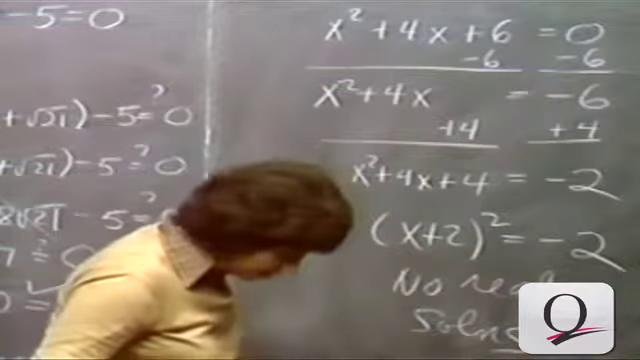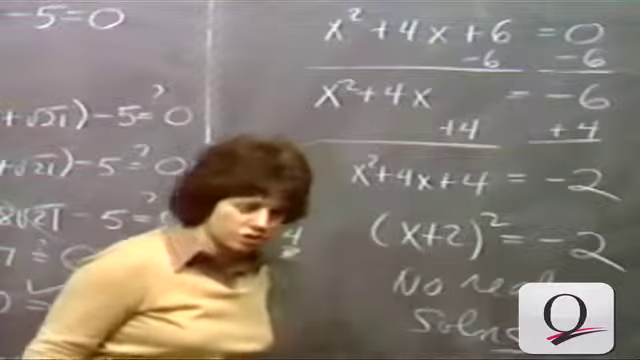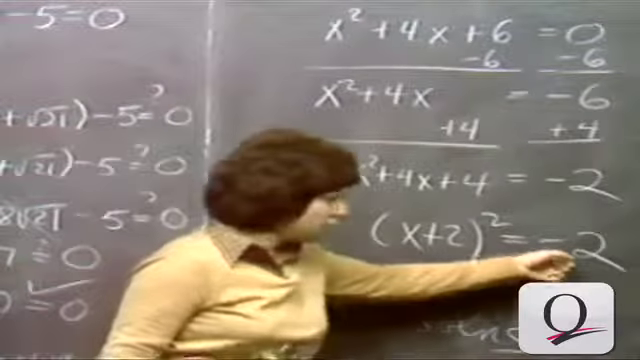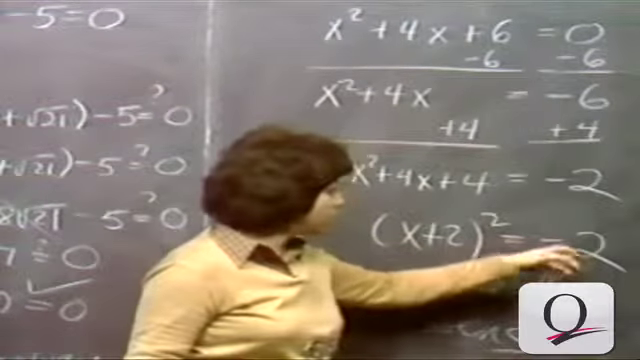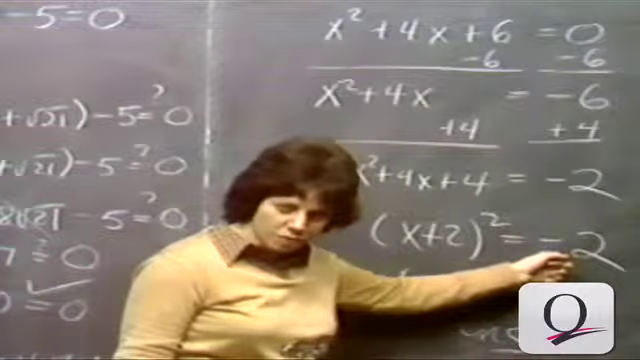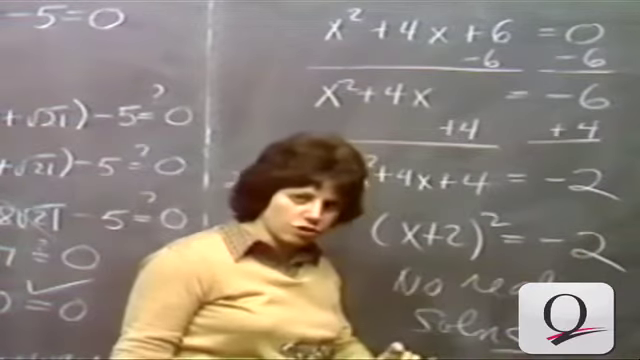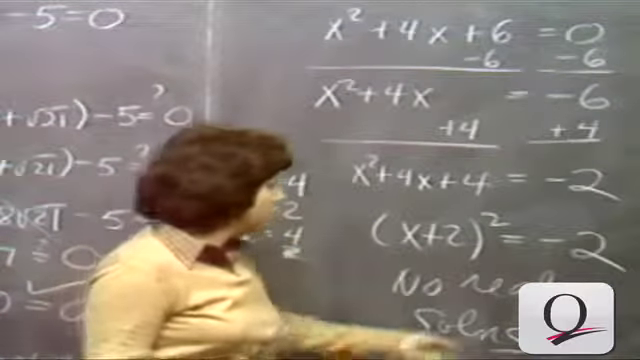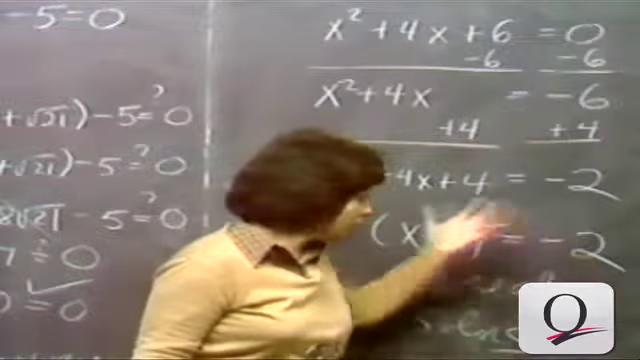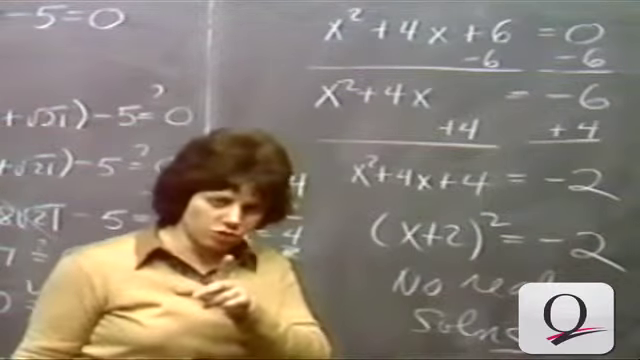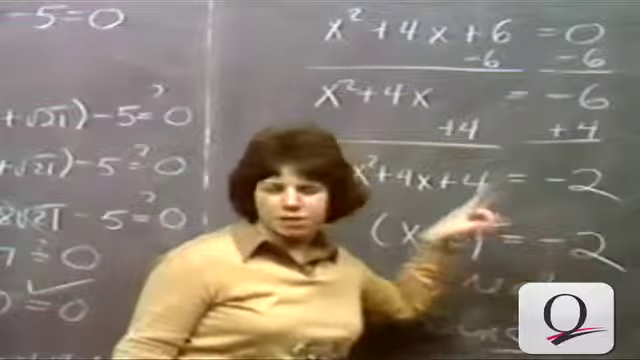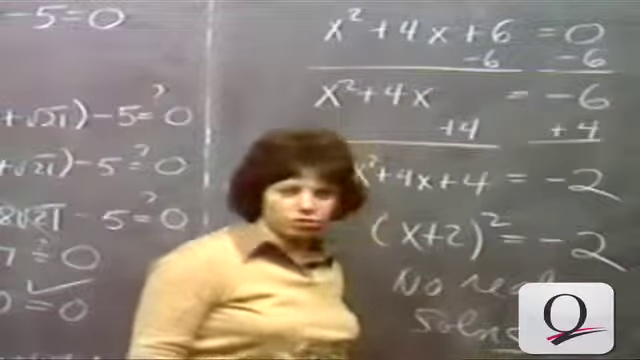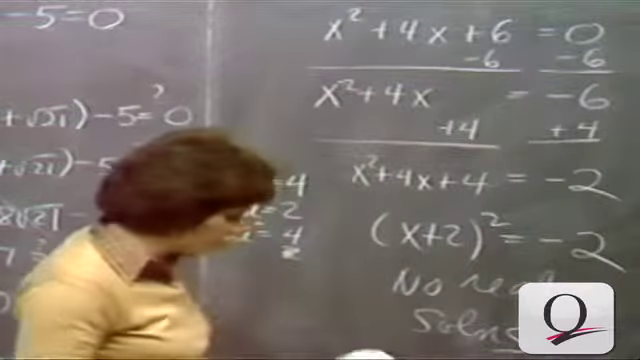Remember, a quadratic equation has at most 2 real solutions. If the right-hand side, when you complete the square, comes out to be a positive number, you will get 2 real solutions. If the right-hand side comes out to be 0, when you take square roots, you will only get 1 solution. And if the right-hand side comes out to be negative, you will get no solutions. No real solutions to this problem.